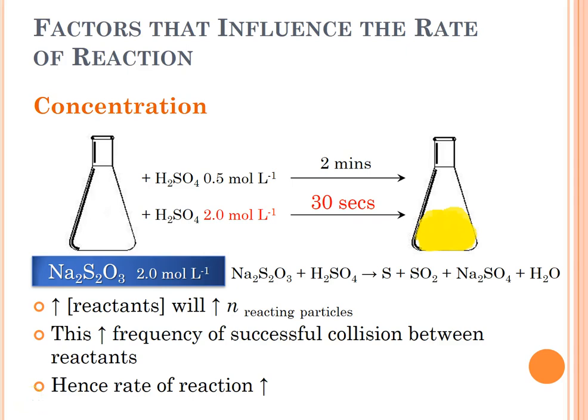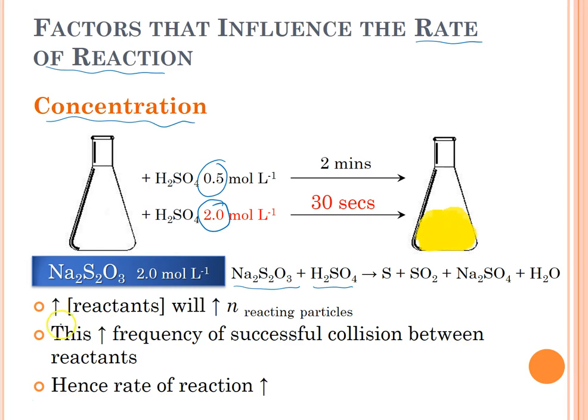One of the factors that influence the rate of reaction is concentration. This is an example on the reaction between sodium thiosulfate and sulfuric acid. And as indicated here, 2 molar is a higher concentration as compared to 0.5 molar.